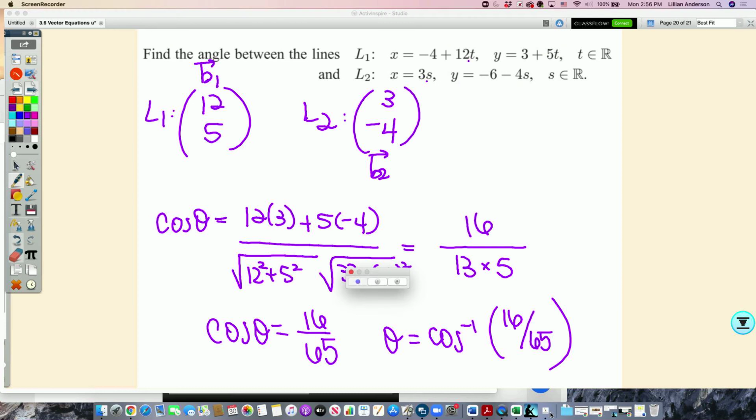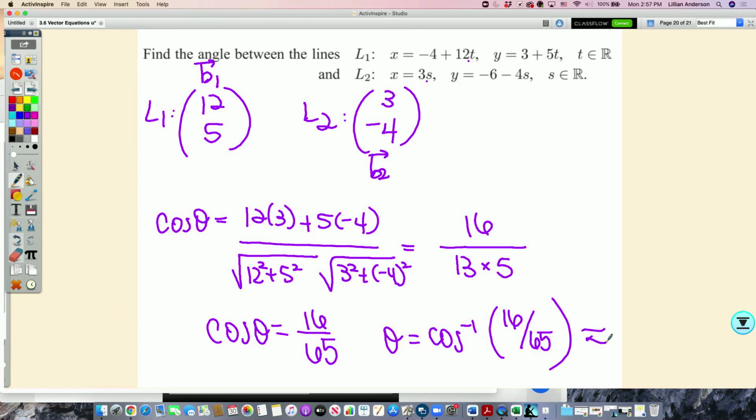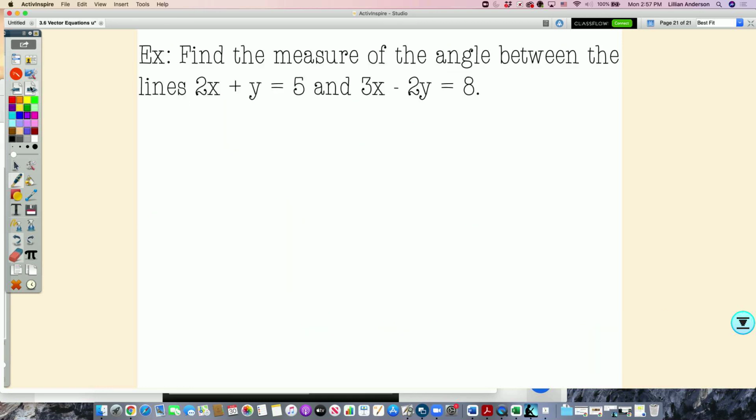Questions? 7 degrees. Thank you. Alright. That one was a pretty easy one because they already gave you the vectors, just in a different form. This one's a little bit more implied, because it gives you old school equations of lines and you have to find the angle between them. For this, you still need the direction.